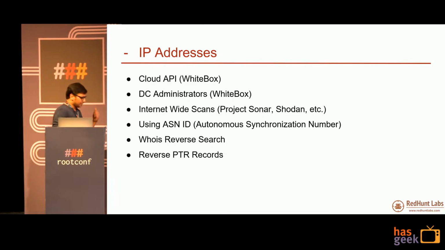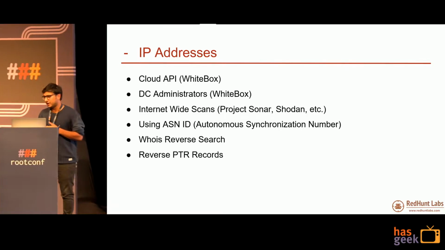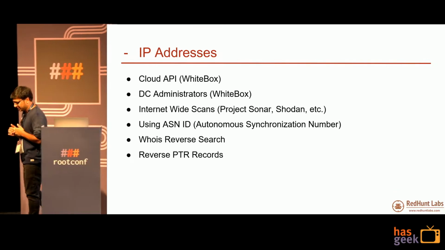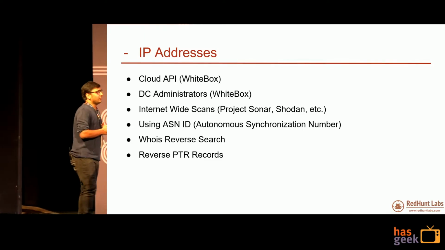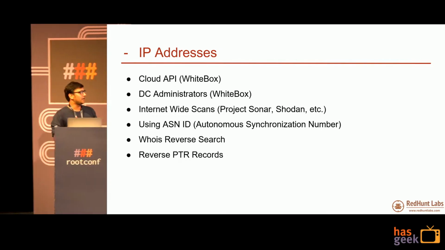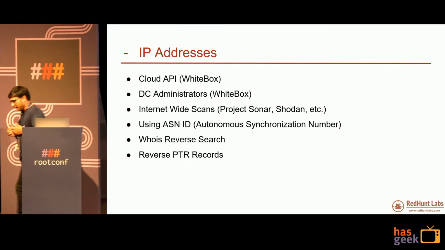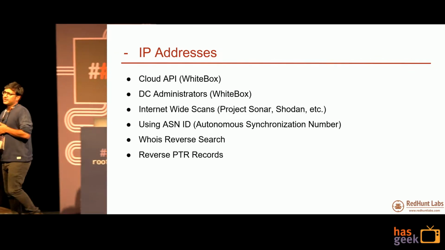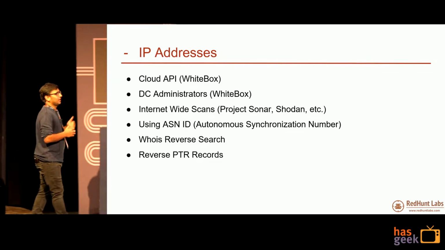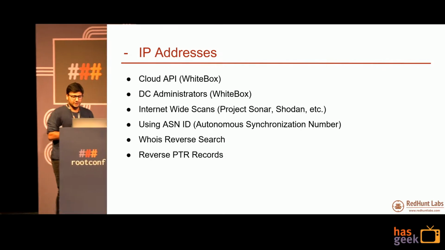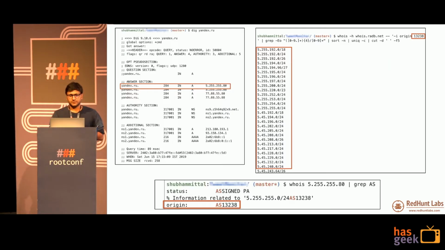You can also use ASN ID, which is Autonomous System Number. It is assigned to an organization which has a huge range of IP addresses. You can also use whois reverse search, we will come to that, and reverse PTR records. Basically, you can generate a list of IP addresses and then do reverse pointer lookup on that, which will give you a list of domains, and then you can figure out if those assets are actually related to the organization or not. I have a small demonstration around this.